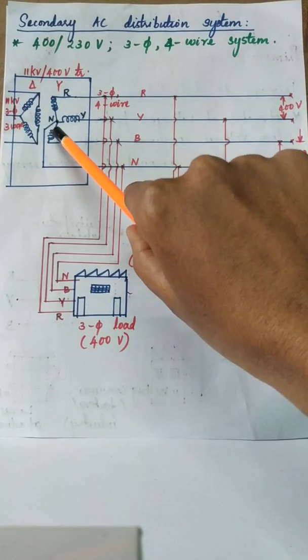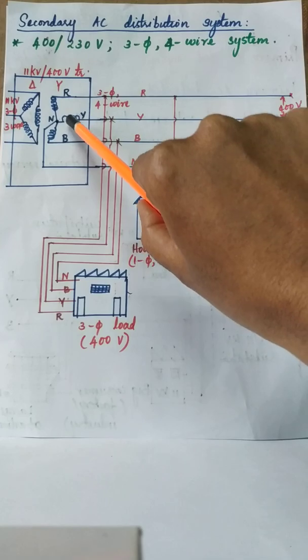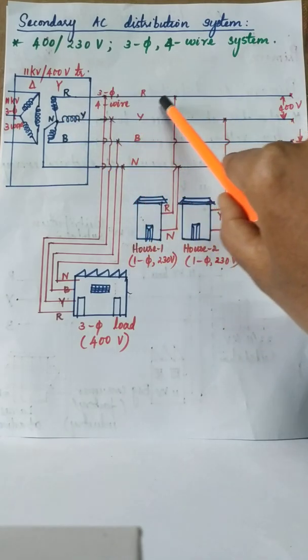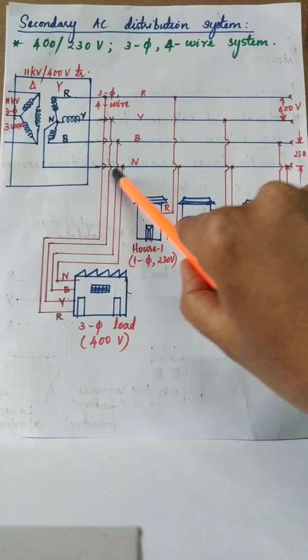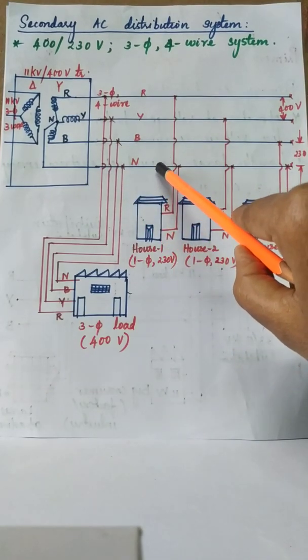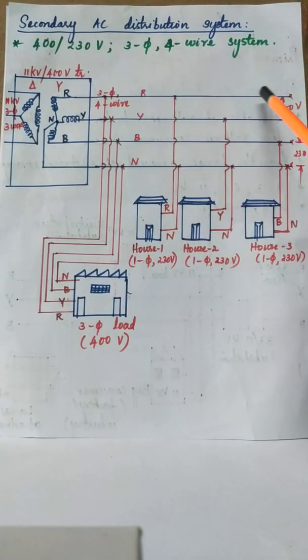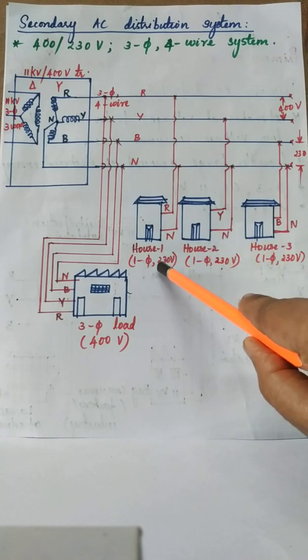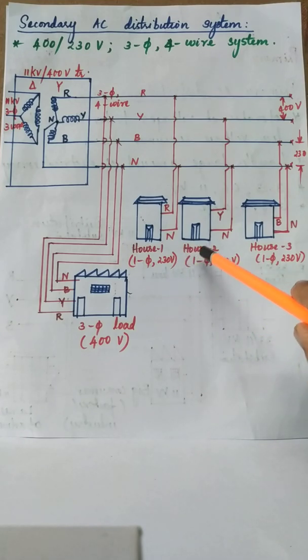The secondary side of this step down transformer is star connected. Because it is star connected, we have 3 lines or 3 phases and 1 neutral wire. We have a line voltage of 400 volt and a phase voltage of 230 volt AC: 3 phase 400 volt or single phase 230 volt. Normal residential loads will use a single phase 230 volt, that is, the load will be connected between any one of these 3 phases and the neutral.